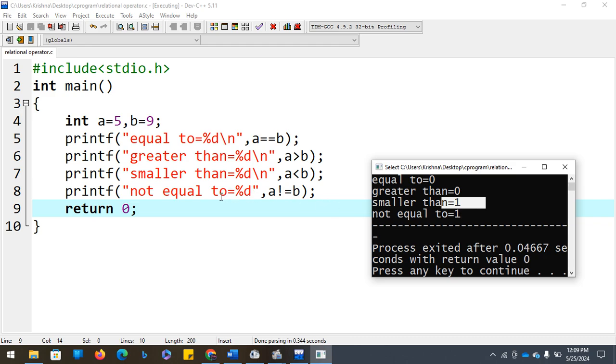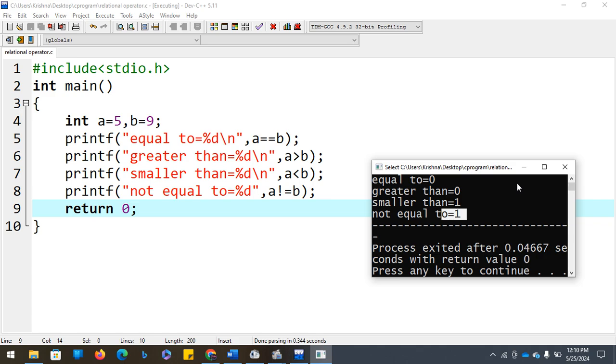Next line is the not equal to, and obviously A and B, they are not equal to each other, so it is returning 1. Means the relational operator returns us the value in the form of 0 and 1. If the condition is true, it gives us 1. If the condition is false, it gives us 0. So I think this program makes it clear what this relation operator is and how we use it in our program.